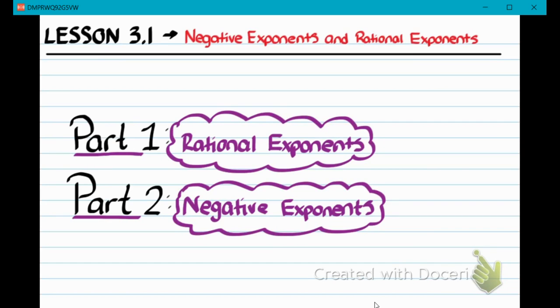Hi everyone, so this is going to be a two-part video. It is all considered lesson one, but we're going over negative exponents and rational exponents. This is part one. This will be regarding rational exponents and radical form. Part two, we'll go over negative exponents. So I will link the video in this video for negative exponents.